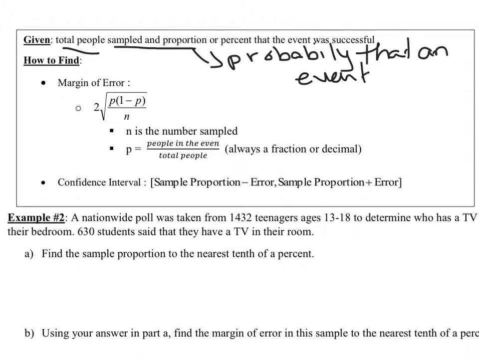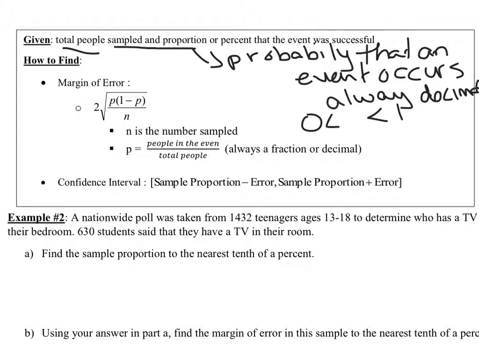I could erase it, but I think that would just take time. The probability that an event occurs is always a decimal less than 1. Technically, we could say between 0 and 1. So it's always a decimal between 0 and 1, because 0 and 1 would both negate this.